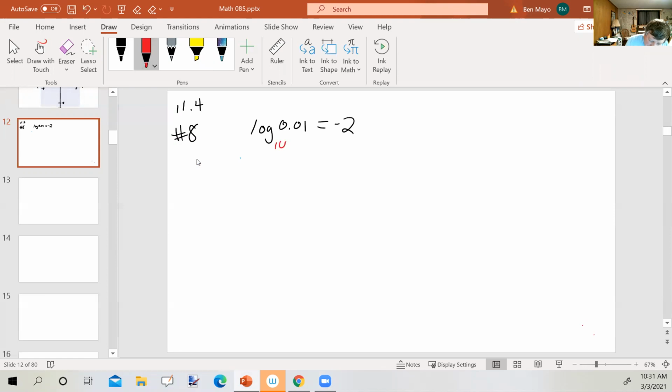So there's a 10 down here. Putting this as an exponential equation, it would be 10 to the -2 power equals 0.01. Any questions about that? All right, we're going to take a look at problem number 41 now.